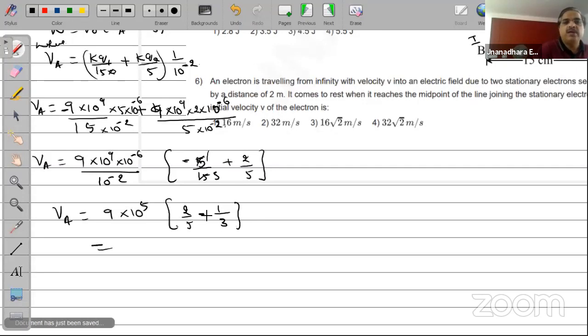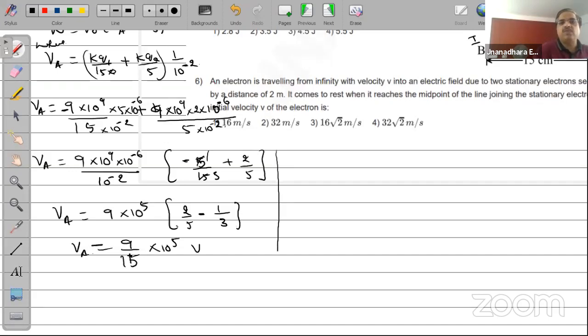So this will be 6 minus 5, which will be 1. 1 divided by 15. So 9 by 15 into 10 to the power 5 volts is VA. Now, similarly, one has to also work out VB.